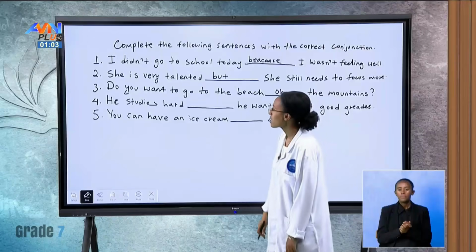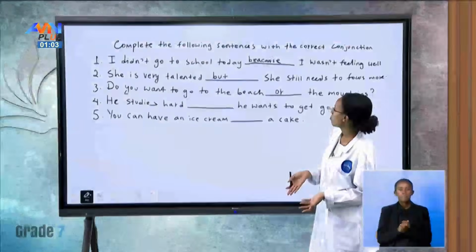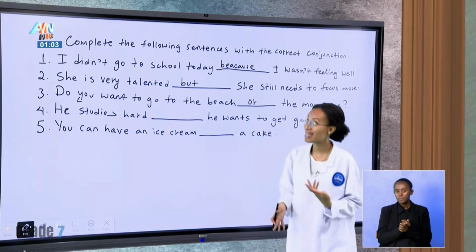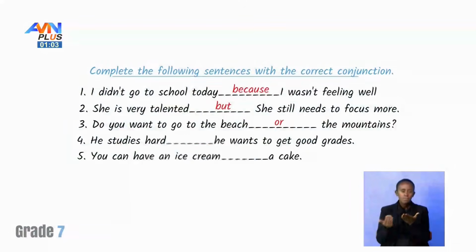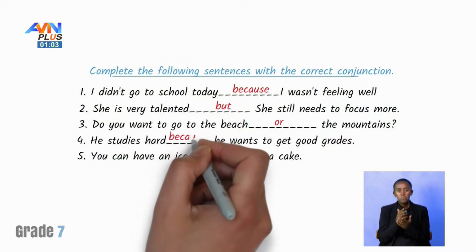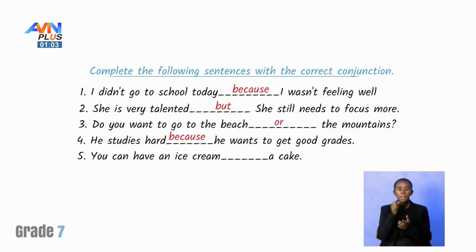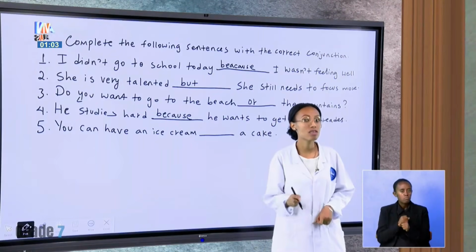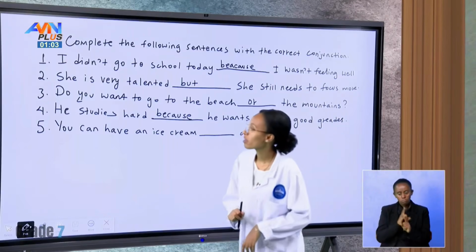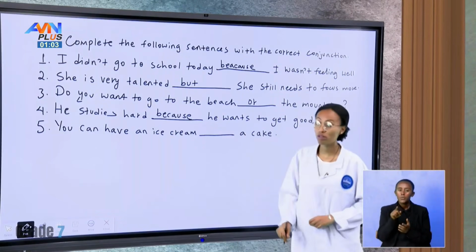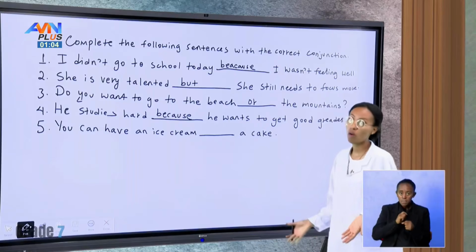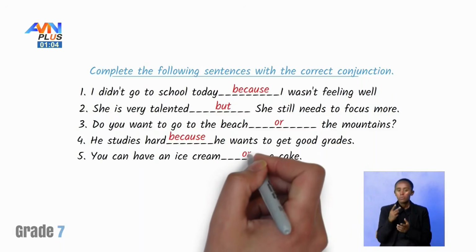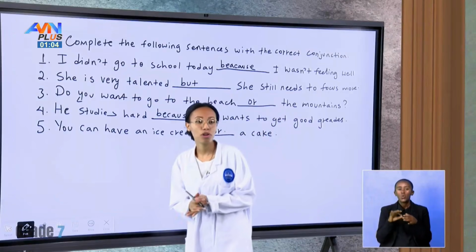Number 4: he studies hard, blank, he wants to get a good grade. He studied hard. Why? Again, because he wants to get a good grade. So always when you're doing because, it's always answering why. Okay, number 5: you can have an ice cream, again an option, or a cake. So, or is our coordinating conjunction that we're going to use today.